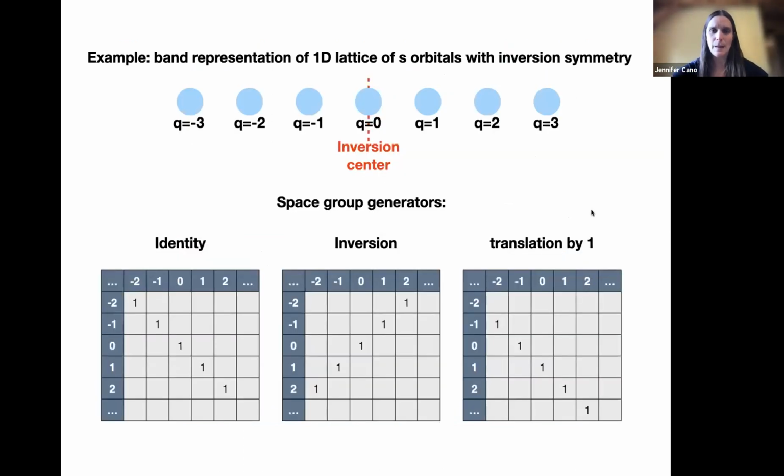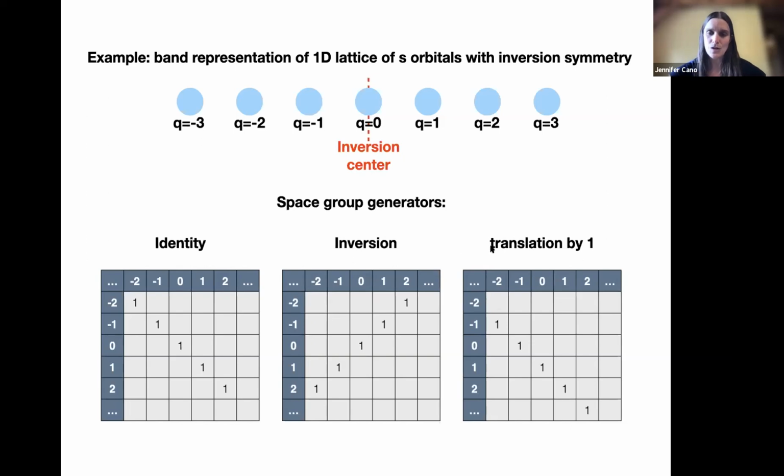Just to give a quick example of how this works with these matrices that I'm talking about, suppose we consider a 1D lattice of s orbitals with inversion symmetry. Then our group has identity, inversion, and translation as the symmetry generators. Identity matrix, obvious. So what would be the inversion matrix? It would mix the site x and minus x, and so it would be completely off diagonal in real space, some infinite matrix.